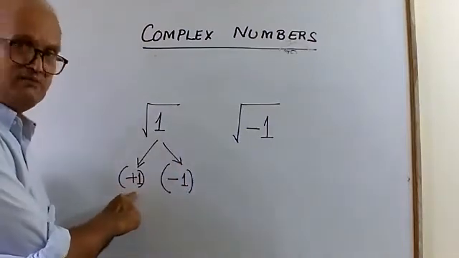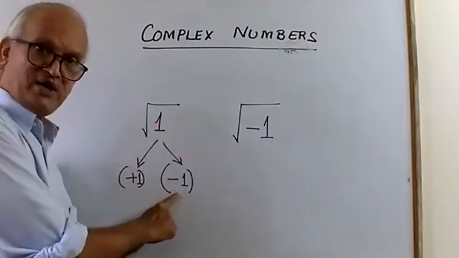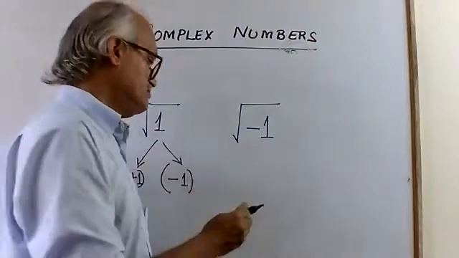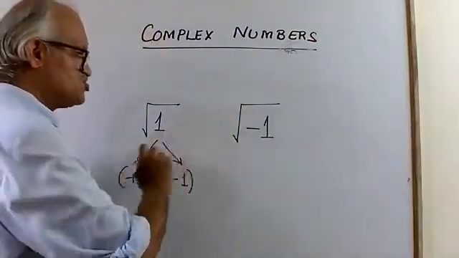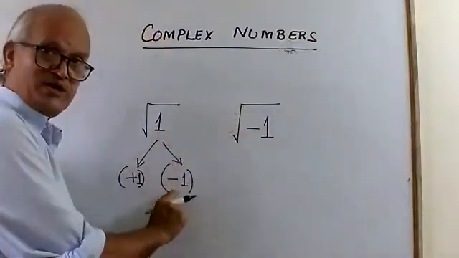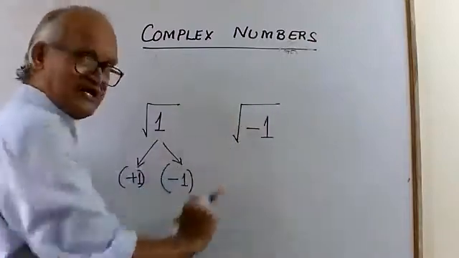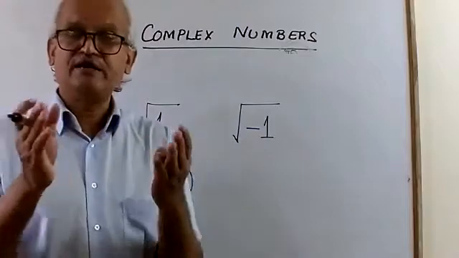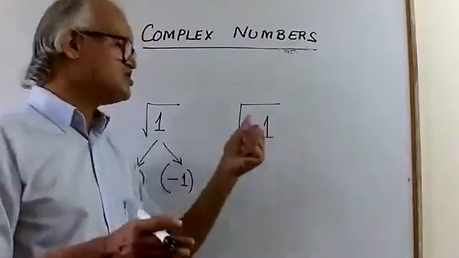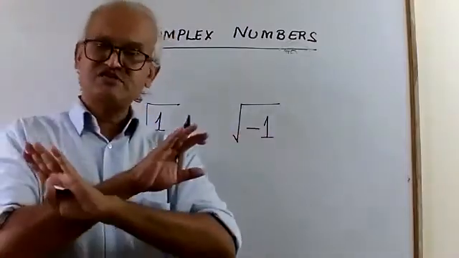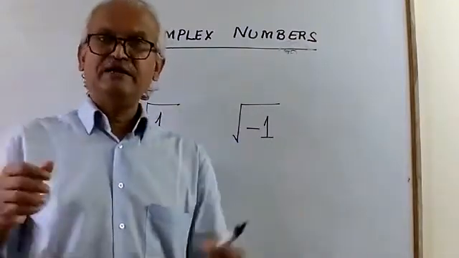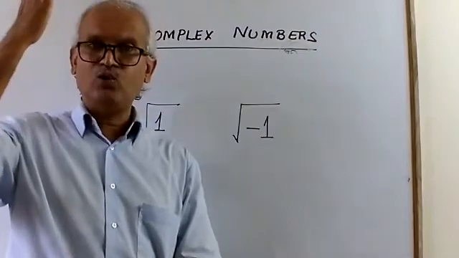+1 into +1 is 1. -1 into -1 is also 1. But +1 into +1 is not -1. -1 into -1 is also not -1. And so this does not give you a real solution. The solution to this is something which does not exist in the real world or on a number line. It has to be imagined mentally only.